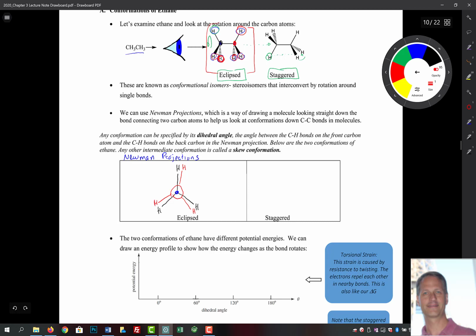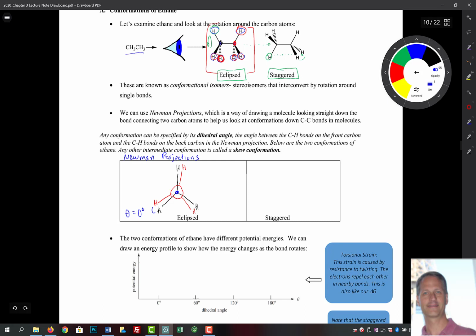Okay. Now the angle that we have between these two, as we look down that carbon-carbon bond, as we did before, if you go back and look at that animation, we call that the dihedral angle. And that dihedral angle is 0 degrees because they lie perfectly on top of each other there. All right, so that'll be a high energy.